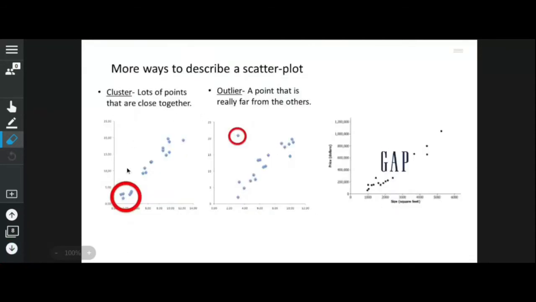Okay, so we're going to look at clusters, which are points that are just kind of grouped together, an outlier, which is one point that just doesn't seem to belong, and a gap where there seems to be a big chunk missing where a line should be.